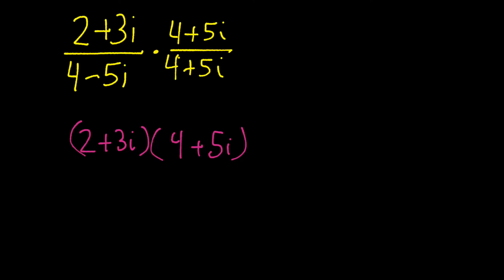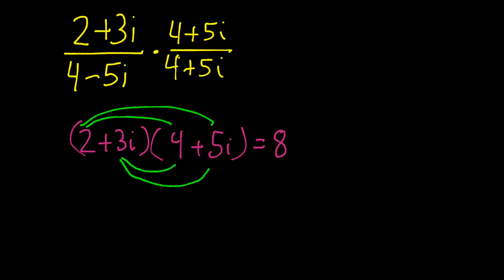Remember that we need to multiply the first numbers, the outer numbers, the inner numbers, and then the last numbers. So we'll start with the first numbers, 2 and 4, which gives me 8. Now I'm going to multiply 2 and 5I, which gives me 10I. So 8 plus 10I to begin with. Next, I'm going to multiply 3I and 4. 3 times 4 is 12, so we'll have plus 12I.